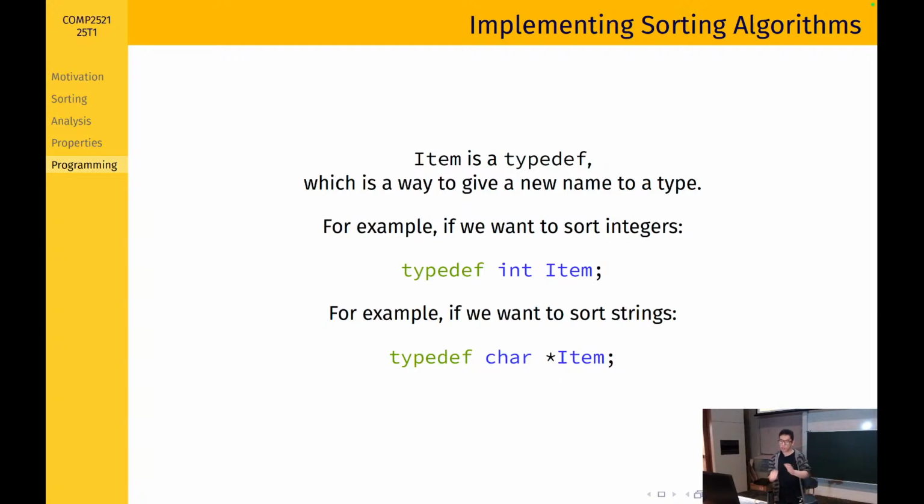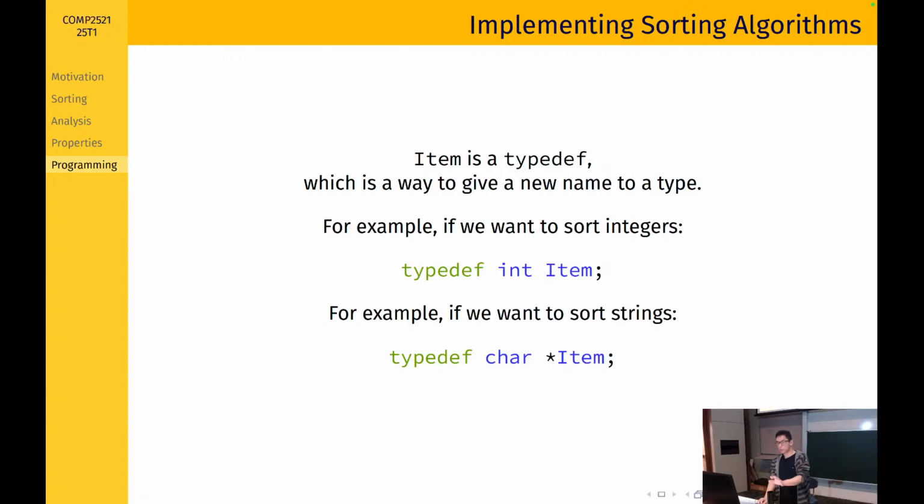Okay, so this is nice because it allows us to write a generic sort function that just takes in an item type, and then depending on what the user has typedefed to an item, we can sort different data types. So we can sort by int, we can sort by char star, we can sort by other data types too.